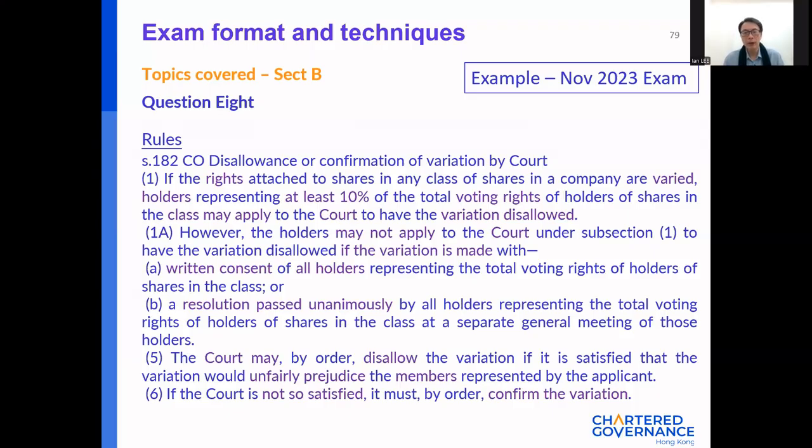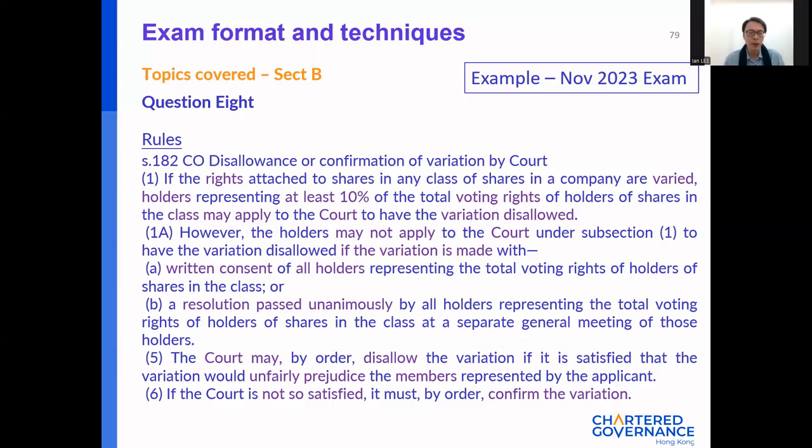However, a holder may not apply to the court if the variation is made with the written consent of all holders or a resolution passed unanimously. It's basically saying you cannot change your mind. What does that mean? It means if you voted to consent to a variation, at the time of voting you said yes, then you cannot now change your mind and go to the court and say, I want to object. Because when you voted to consent or not consent to a variation, you should make that decision carefully. So if you already said yes, you cannot go back to the court and say, I want to say no now, okay?